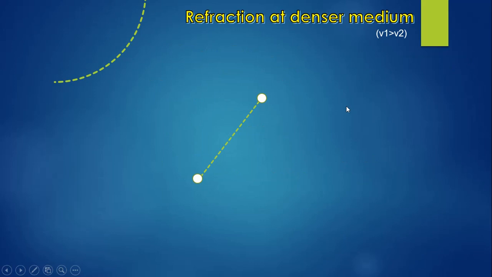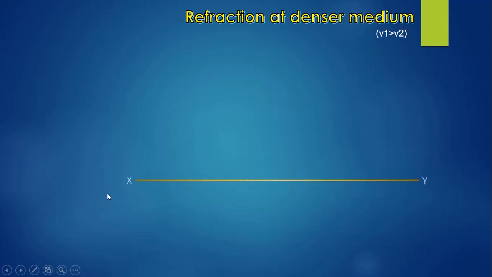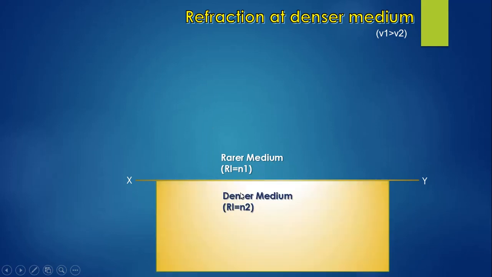So before starting this, I would like to take one XY interface. So this is an XY interface. Interface means it's a boundary which is going to separate the two media. So the upper portion of the medium is a rarer medium which is having a refractive index N1, and the lower portion of this XY interface is a denser medium which is having a refractive index N2.